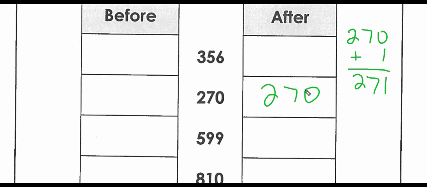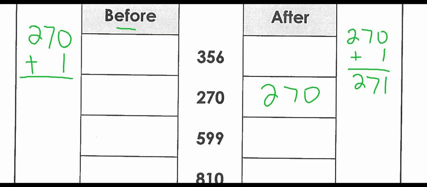You probably said it already on the video, but let's work it out. I have 270. What comes before that? I'm going to subtract 1. 0 minus 1, I can't do that. I can't take something from nothing. Okay? So I have to borrow.